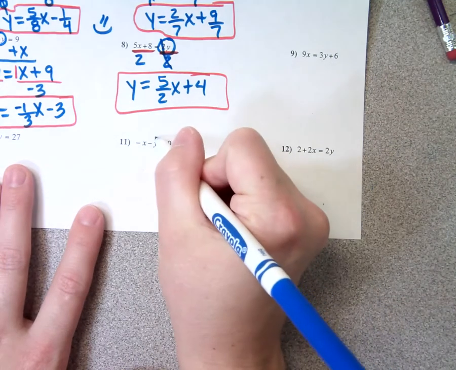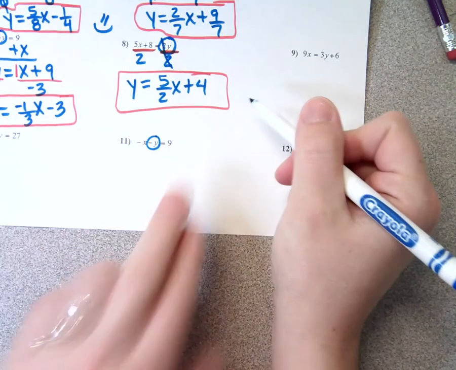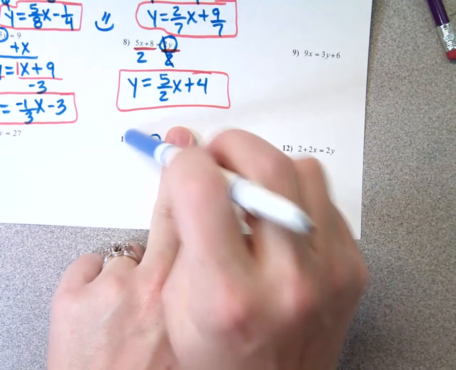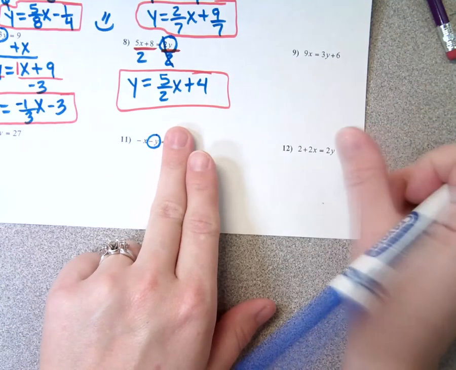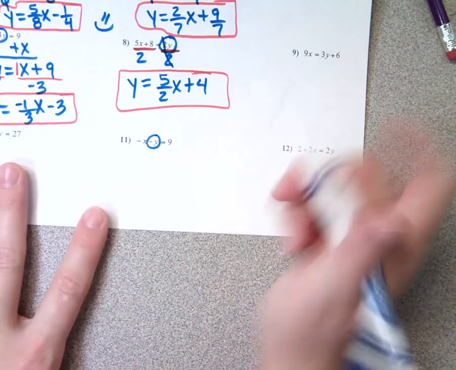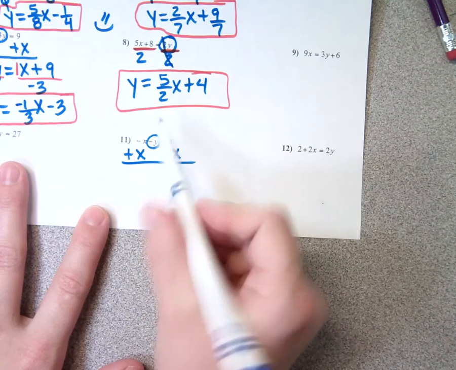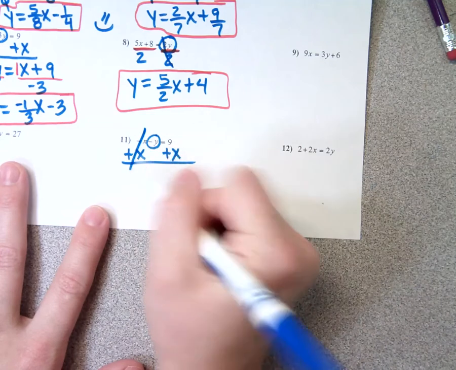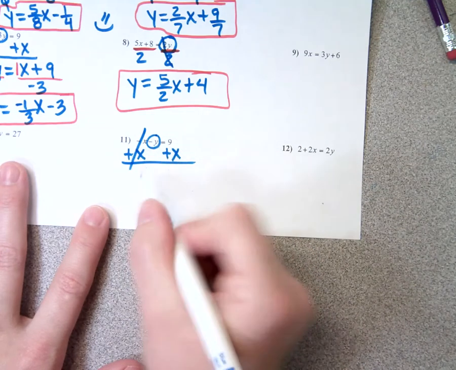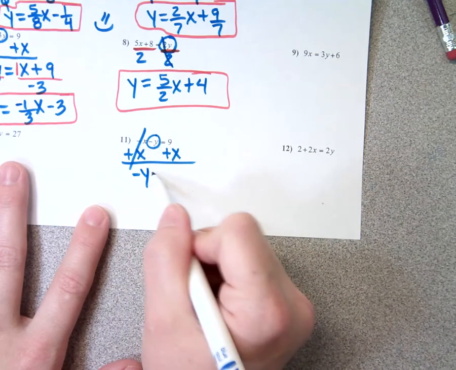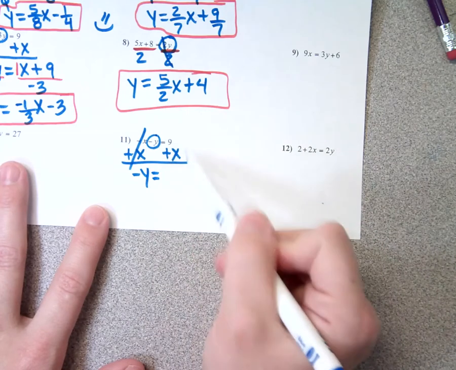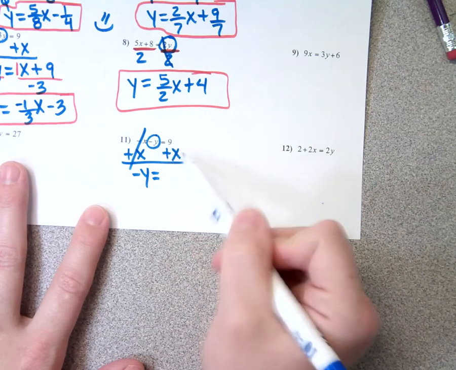Number 11. I'm going to circle everything smushed with my y. Whatever's outside my circle, I'll add or subtract. So how do I get rid of a minus x? I add x to both sides. Negative x plus x is 0. Bring down what's in your circle, which is a negative y. Bring down the equals. I can't add these because one has an x, one doesn't.